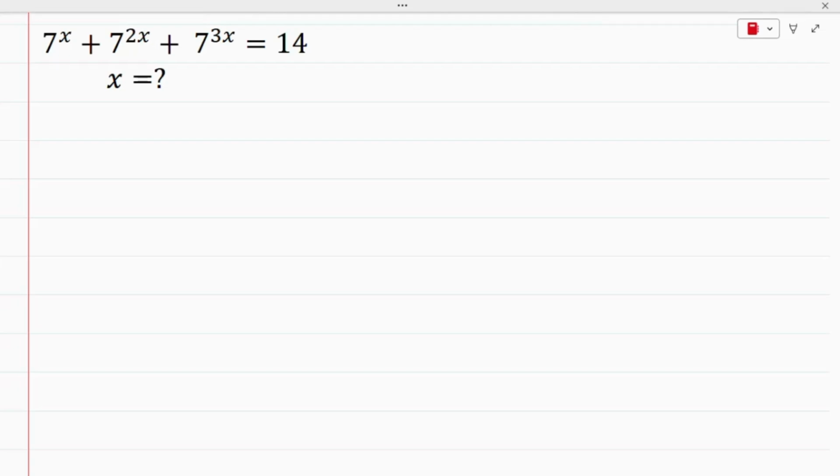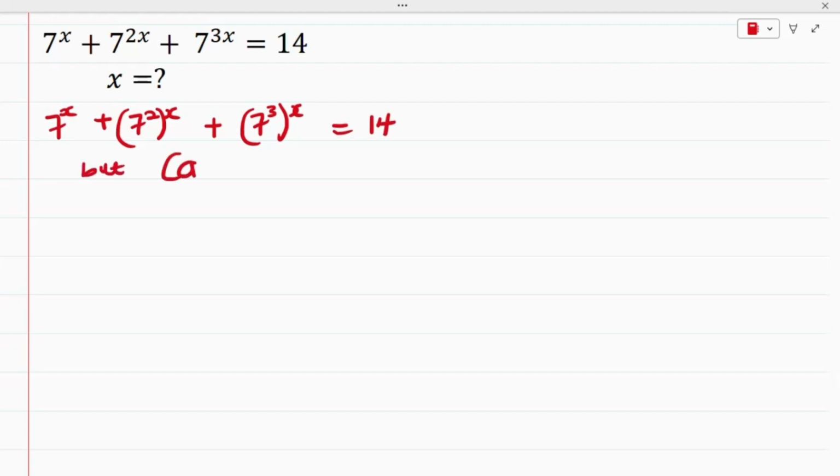Alright, so guys, let's get started. So we have the question to be 7 raised to the power of x plus... Now we can easily express this to be 7 raised to the power of 2, raised to the power of x, plus 7 raised to the power of 3, raised to the power of x, and this is equal to 14. But if we have a raised to the power of m, raised to the power of n, this is equal to a raised to the power of n, raised to the power of m.